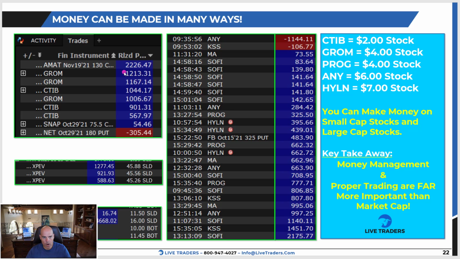Look how much money he made on Grom. Guys, Grom's a $4 stock. 2,400 bucks plus another 1,000. He made like 3,400 bucks on this thing. It's a $4 stock. How much do you think it costs? Not that much money. 1,000 shares, this is 4,000 bucks. You may not make 3,500 on it, but you might make 300 or 400 on it on a $100 risk. So if he made 3,500 and he was risking 1,000, you could have made 350 bucks risking 100.